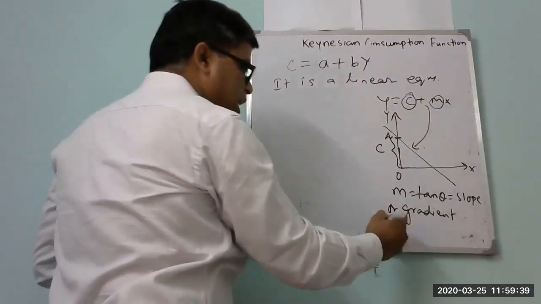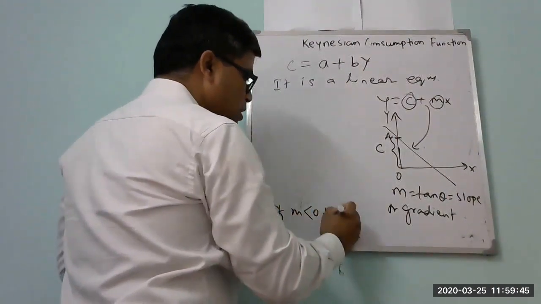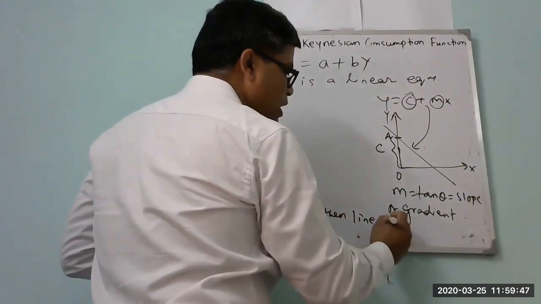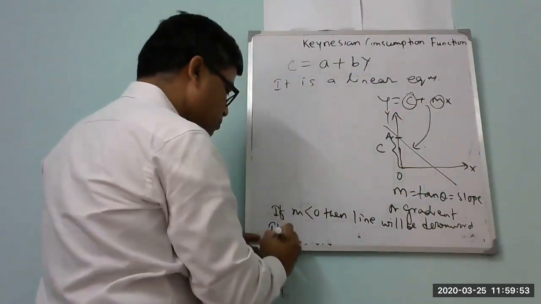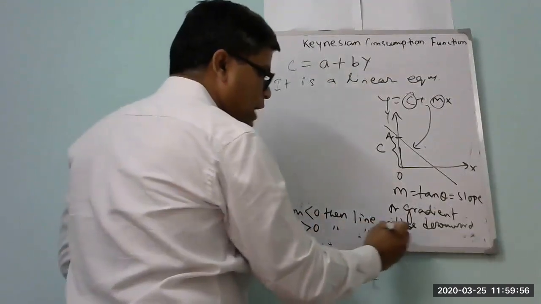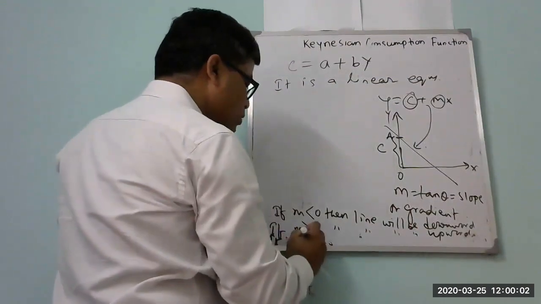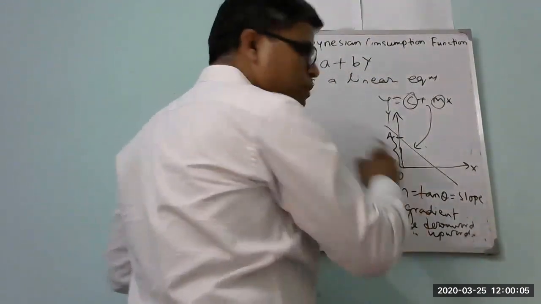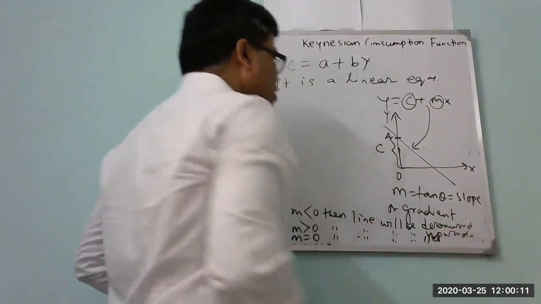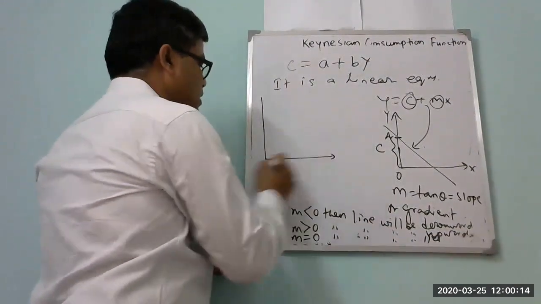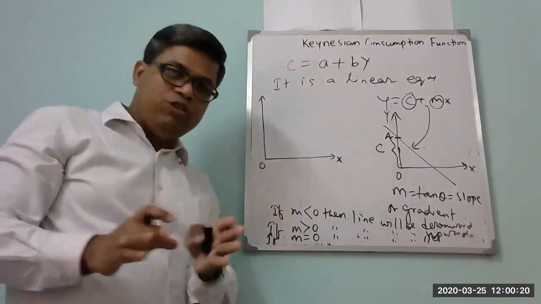Now, if M is negative, then the line will be downward sloping. If M is positive, then the line will be upward. And if M equal to 0, then the line will be parallel to the horizontal axis. So these are some basic concepts that you should understand. Then this part will be very much clear to you.